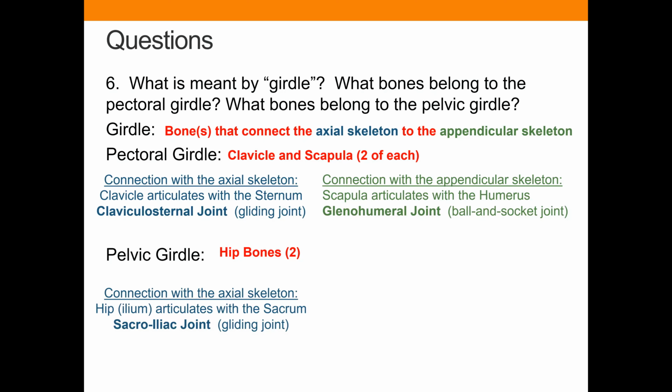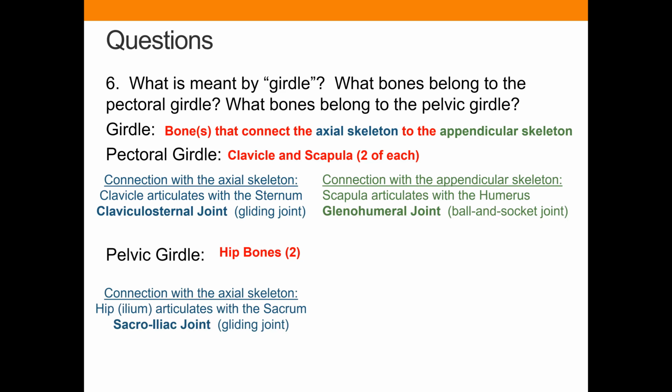The pelvic girdle connects with the axial skeleton where the hip articulates with the sacrum. If you remember, the auricular surface on the ilium is the connection point of that hip bone to the sacrum. This is called the sacroiliac joint, and this is also a gliding joint.